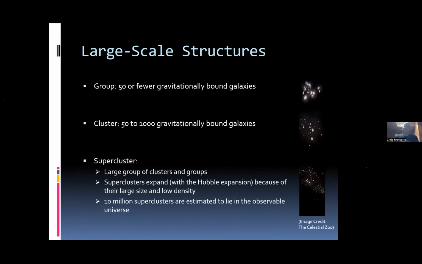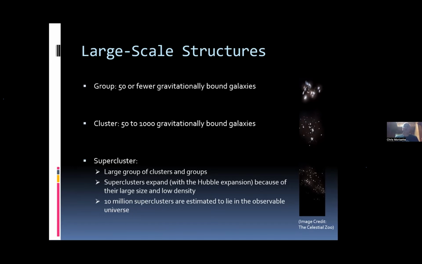So I've mentioned earlier that galaxies are the fundamental building blocks of the universe at a large scale. Galaxies can actually come together and form groups and clusters, and then groups and clusters can come together to form what they call superclusters. So a group is 50 or fewer gravitationally bound galaxies, and we are in a group called the Local Group. And I'll show you a picture of that here in a second.